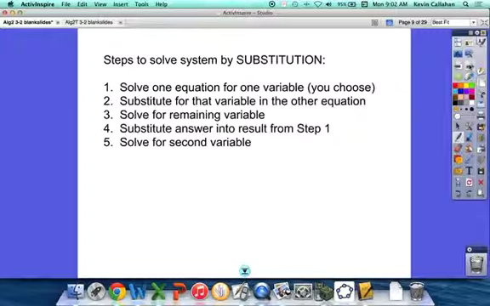Once you do that, you've got one equation and one variable. That turns it into a basic algebra problem that you can solve for the one variable. So remember, the solution is not just the value of one variable, it's a point. After you've solved for the first, you're going to substitute that answer back and try to find the second variable.